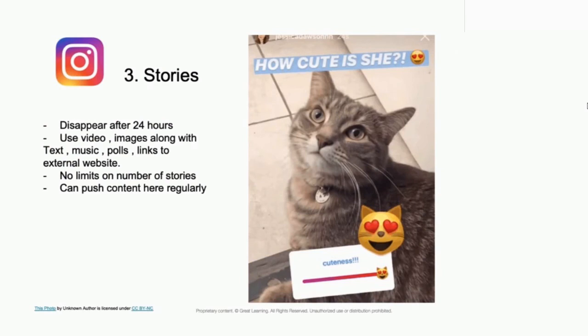Instagram stories. This is a feature where the image or the video disappears after 24 hours. You can use videos and images along with text, music, polls, and links to external websites as well. There is no limit on the number of stories, as they disappear and you can add tens or hundreds, and people tend to update them regularly. Brands engage with their followers through Instagram stories a lot because they constantly keep putting up content which just disappears and does not show in their newsfeed, and that's very good.